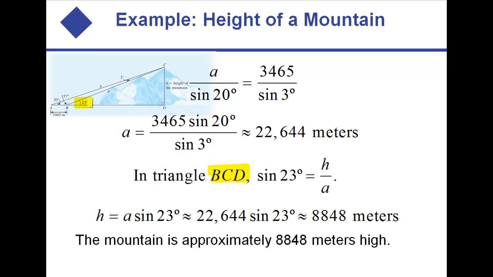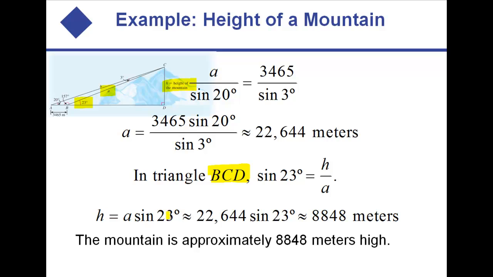We can go back to this angle here and know that sine is opposite over hypotenuse. Sine of 23 is going to be H over A. Sine of 23 is just a number. We can do that in our calculator. A we just solved for, so we can find the missing piece.